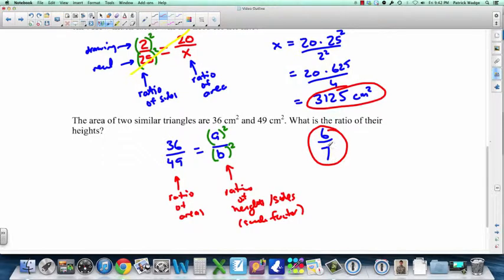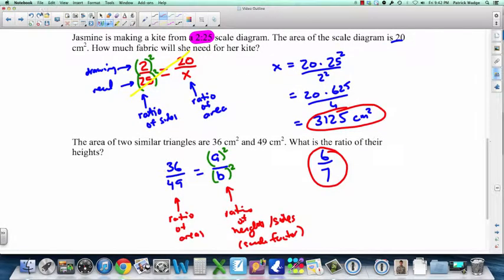This is the scale factor. If you wanted to know what the ratio of areas is, you would have to square them. 6 squared is 36, 7 squared is 49. So we've just kind of gone backwards here. Again, I know it's a little bit strange. It's hard to get your head around this. It all goes back to those three rules, so keep looking at the rules. Good luck.